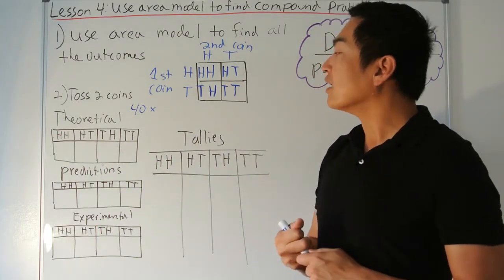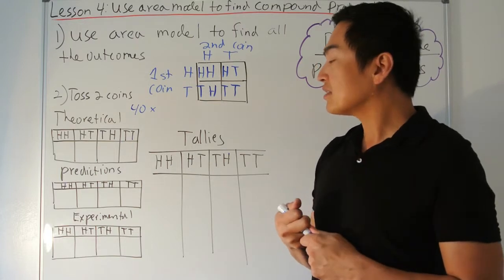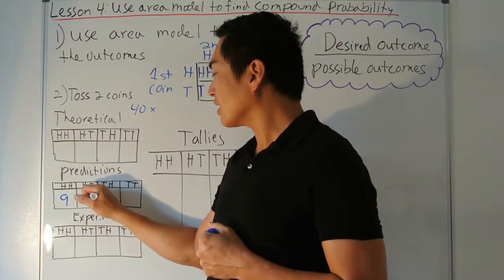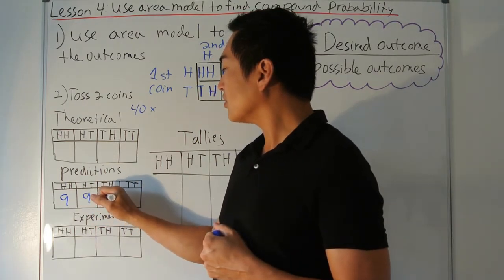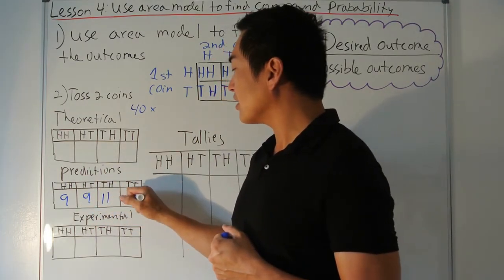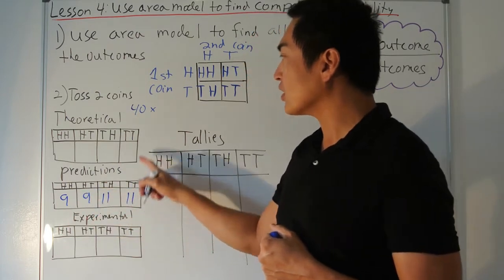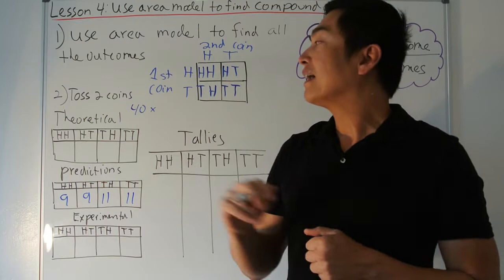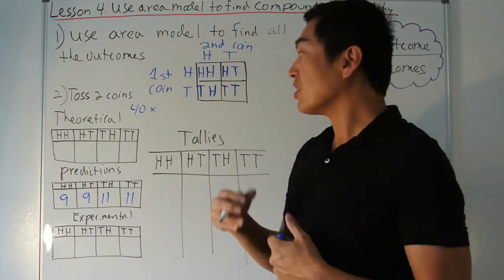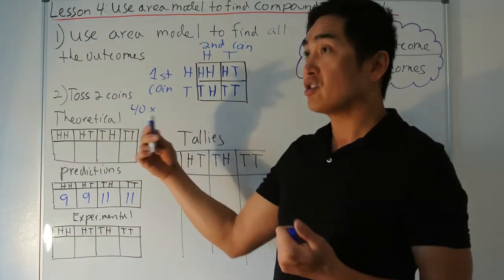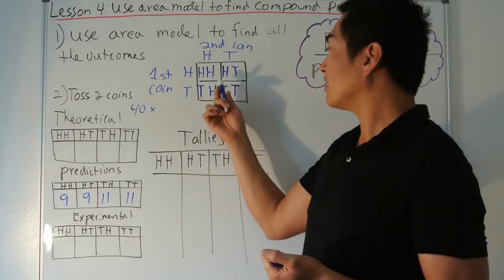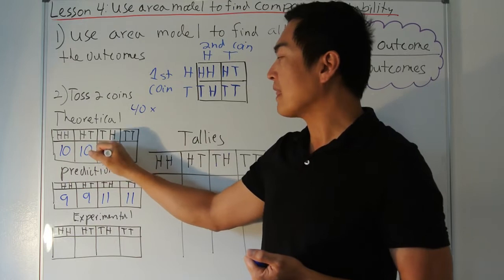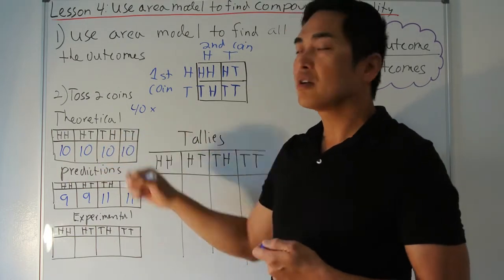Let me go ahead and do a prediction real fast. I don't know, I'm just going to go with 9, let's go with 11 and 11. Make sure to add up to 40 because you're going to toss it 40 times. Again, that's my prediction. In theory, if you're going to toss this 40 times, since it's 1 out of 4, I should get 10 for each one of them. Now, is that going to happen? You don't know.